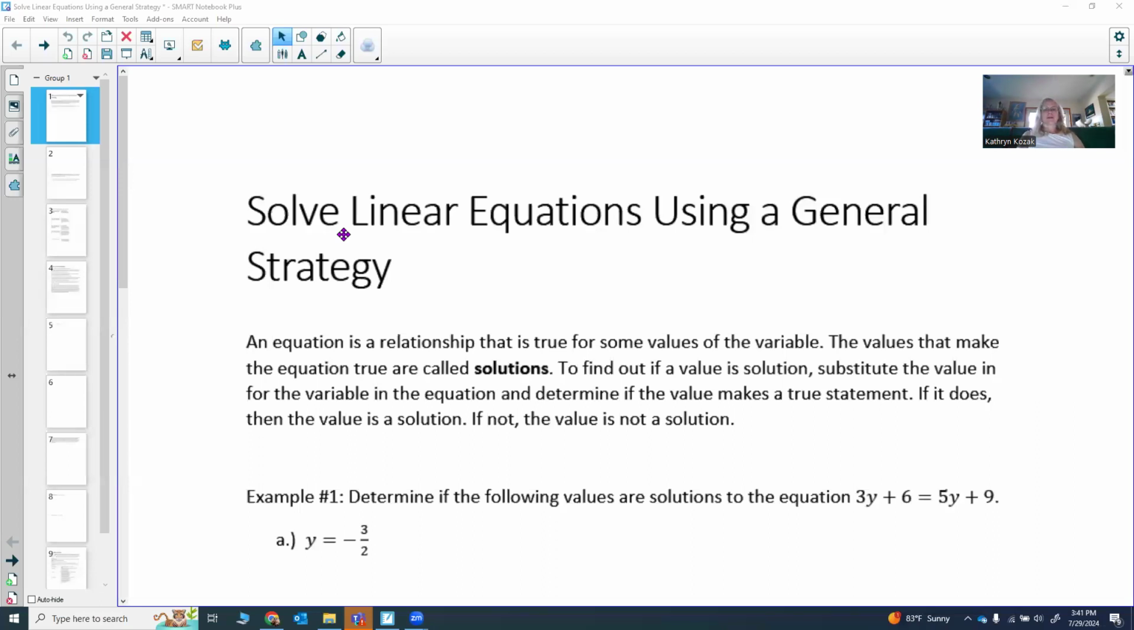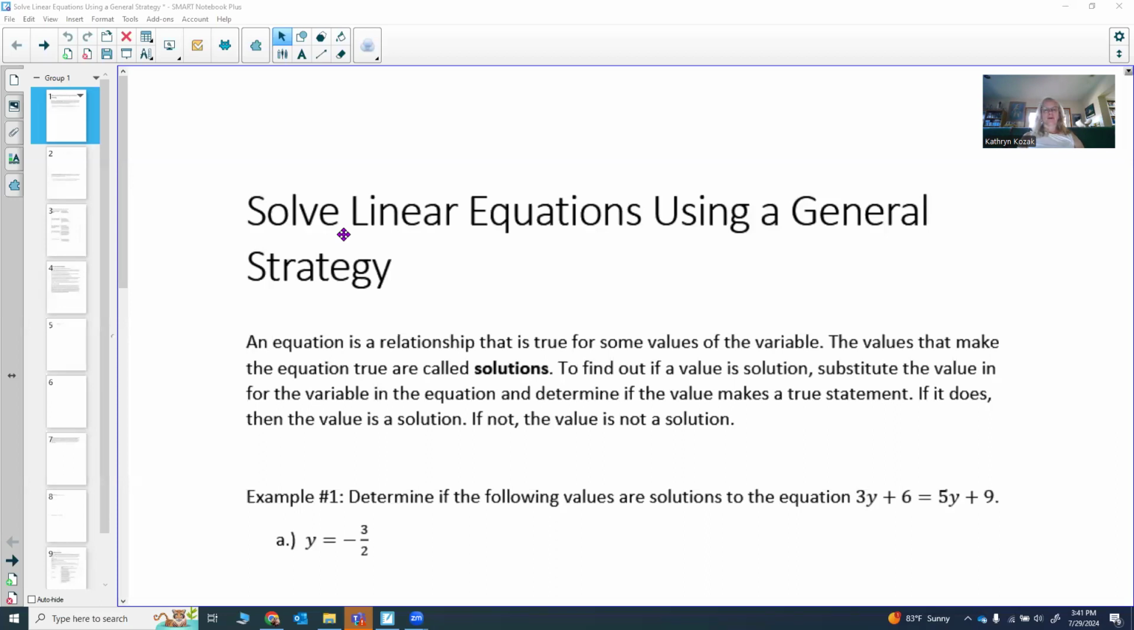...you how to solve linear equations using a general strategy. An equation is a relationship that is true for some values of the variable. The values that make the equation true are called solutions. To find out if a value is a solution, substitute the value in for the variable in the equation. Determine if the value makes a true statement.